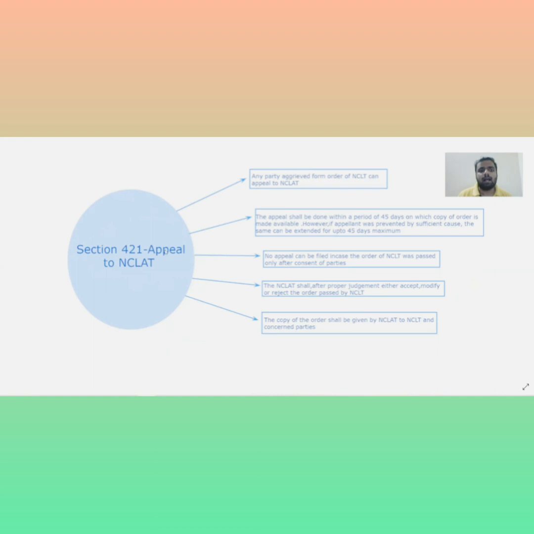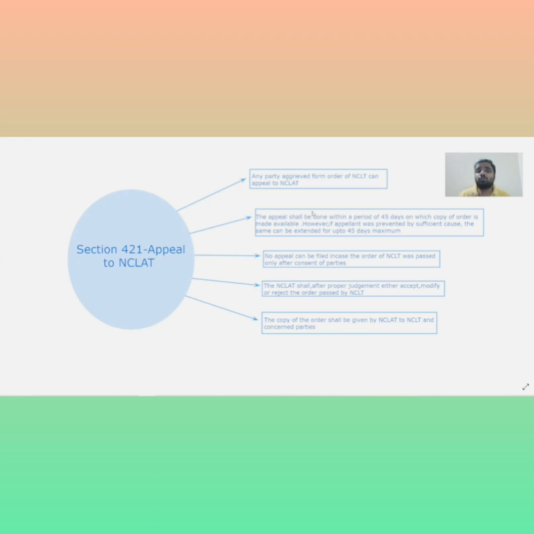Section 421, Appeal to NCLAT. Just as I explained to you earlier, if you're not happy with the teacher, to whom do you go? You go to the supervisor. So now in this case, the NCLT has passed an order. Either of the parties is not happy with whatever verdict they have given, so now they want to go to the NCLAT. Any party aggrieved by the order can appeal to the NCLAT.